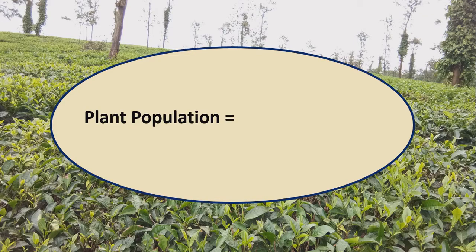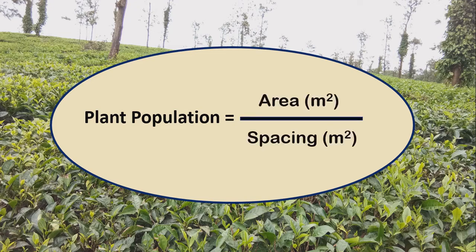Coming to the formula, plant population is equal to area in meter square divided by spacing in meter square. Normally in the problems we are not going to get the area in meter squares but in hectares or acres, and spacing also will sometimes be given in meters or in centimeters. So we need some conversion factors to use.